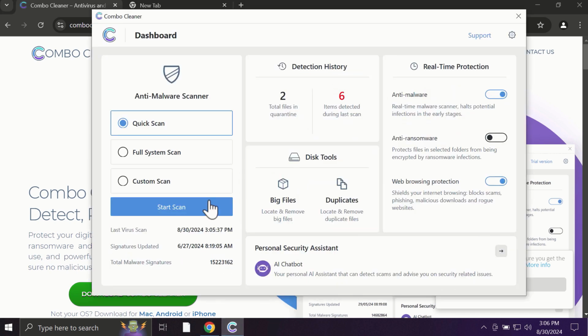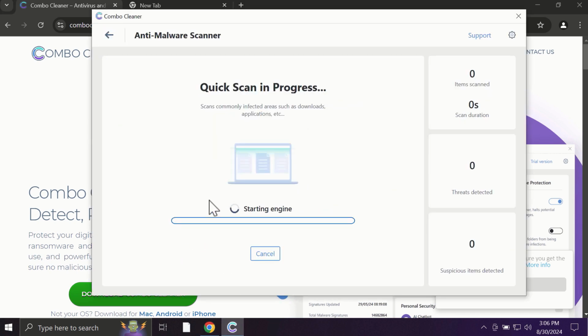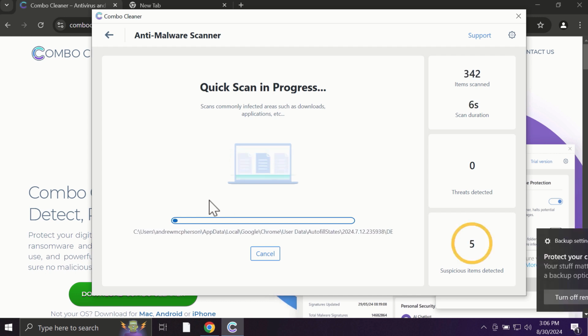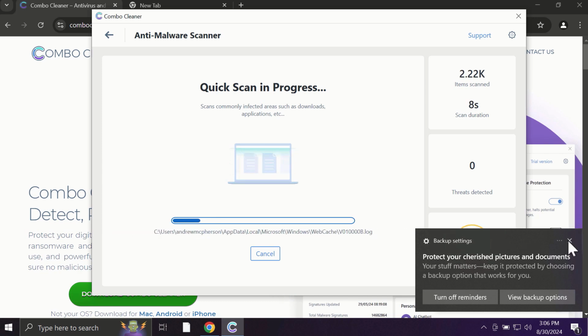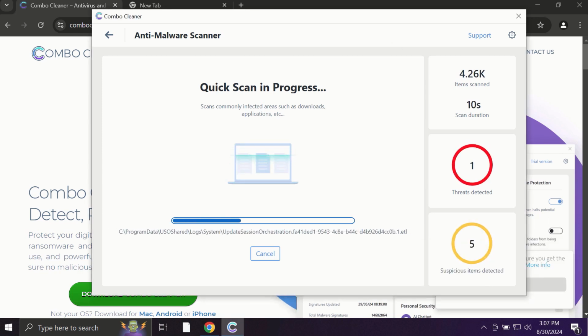So after you click on the Start Scan button, the antivirus database will be updated first of all, and then the scanning will begin. The scanning duration depends on various factors. It may depend on how many hard drives are available. It may depend on the system parameters of your computer.